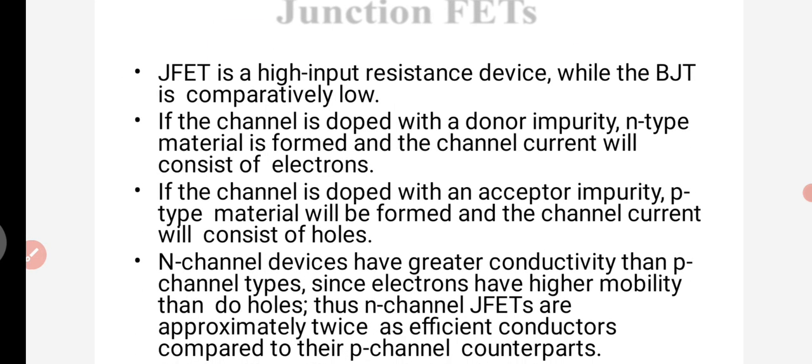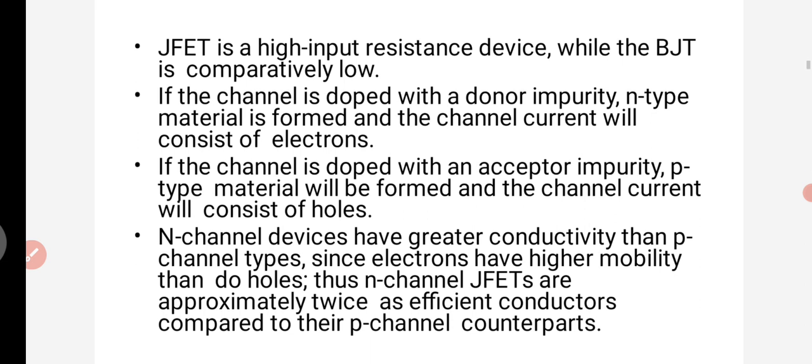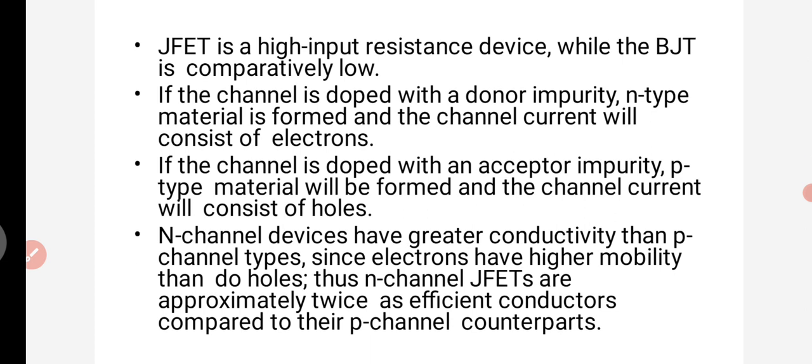So this JFET has some parameters. The JFET is a high input resistance device while the BJT is comparatively low. When comparing the BJT with the JFET, the JFET has high input resistance. If the channel is doped with a donor impurity, an n-type material is formed, and the channel current will consist of electrons depending upon the doping. So we dope the channel with donor impurities, that is pentavalent elements, which makes the n-type channel, n-type material or n-type JFET.